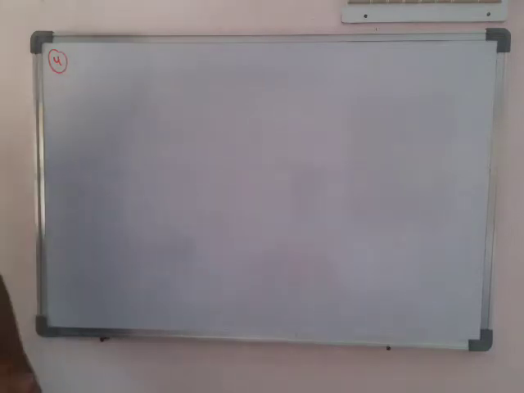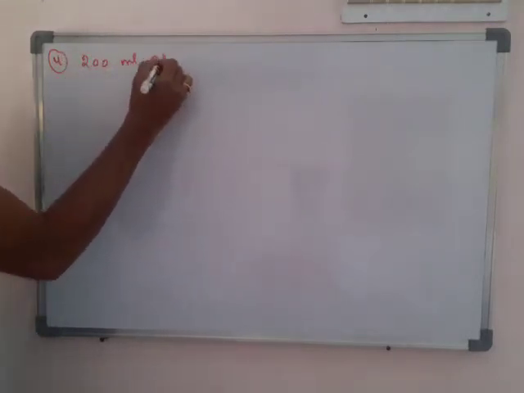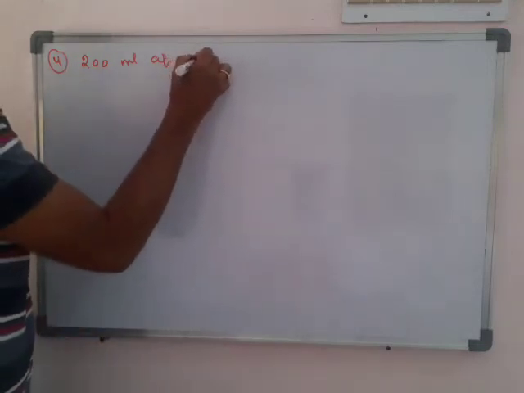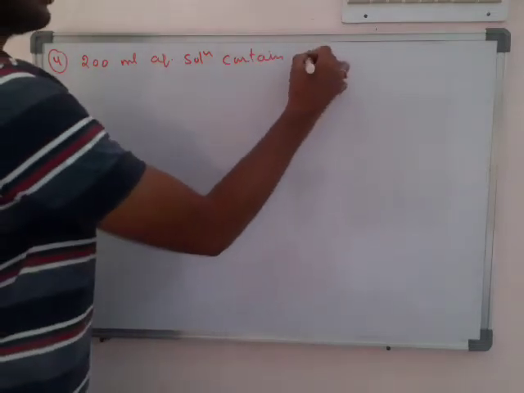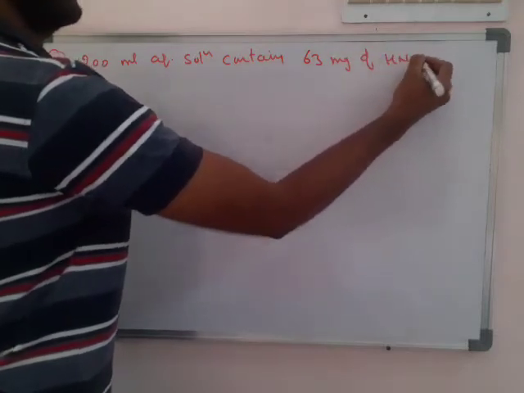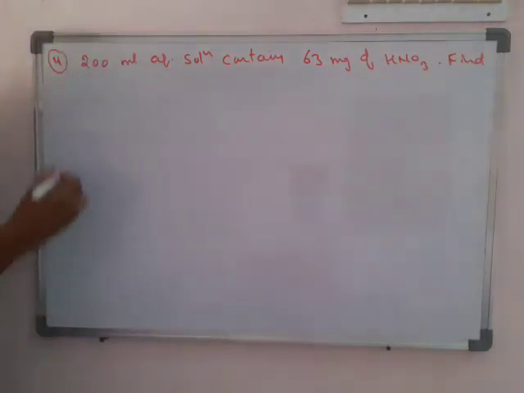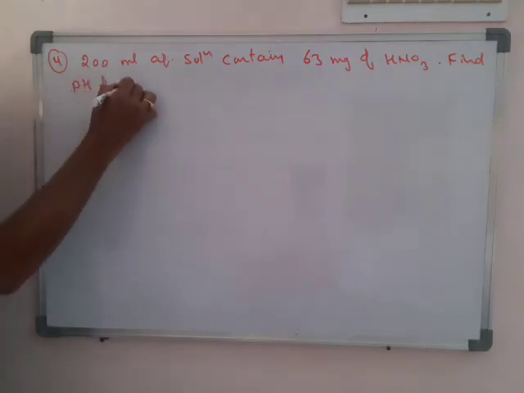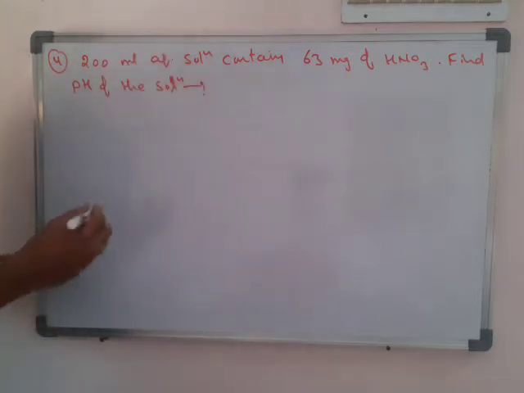Let's see the next one. 200 milliliter of aqueous solution contains 63 milligram of HNO3. So find the pH of that acidic solution.